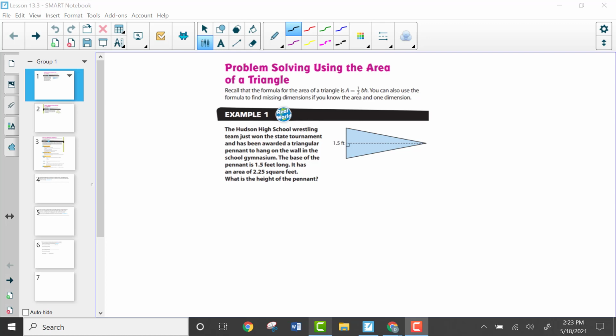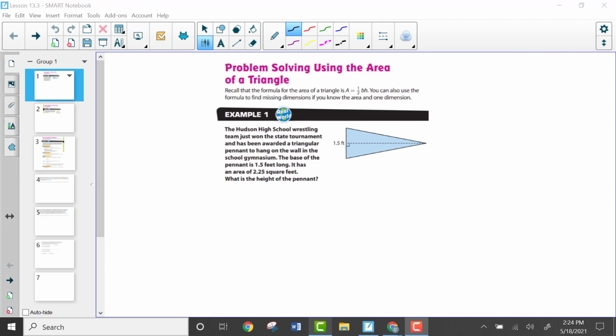Now the goal for this video is for you to understand how to solve area equations and look at how you use equations to solve problems about the area of rectangles, parallelograms, trapezoids, and triangles. So let's look at the problem on page 383. It says problem solving using the area of a triangle.